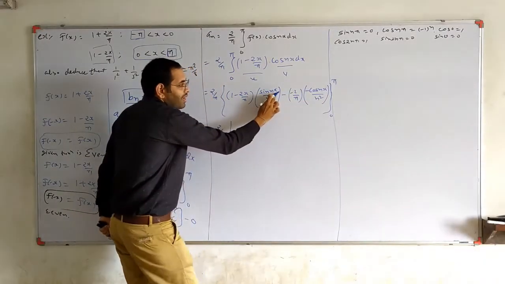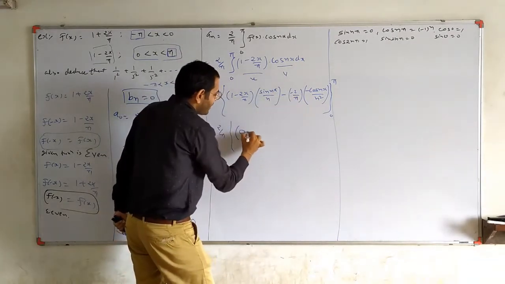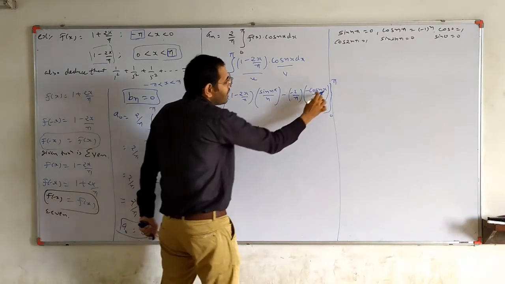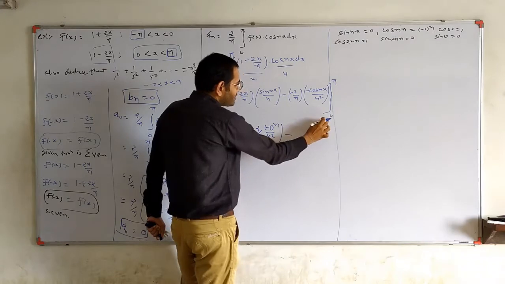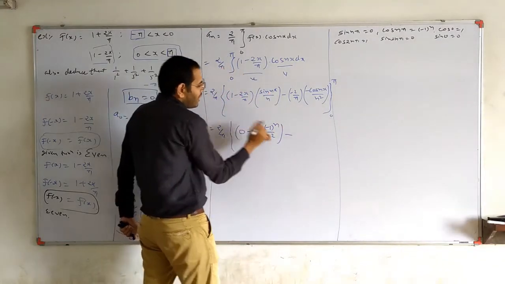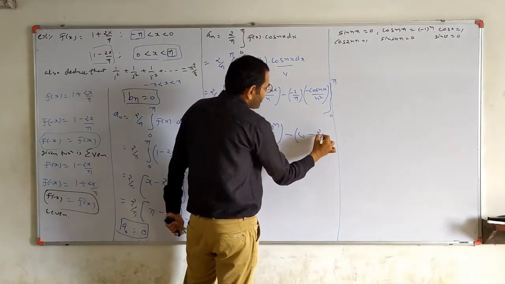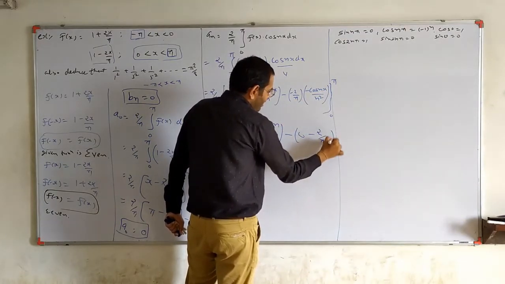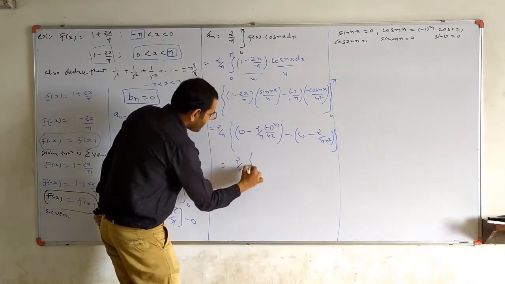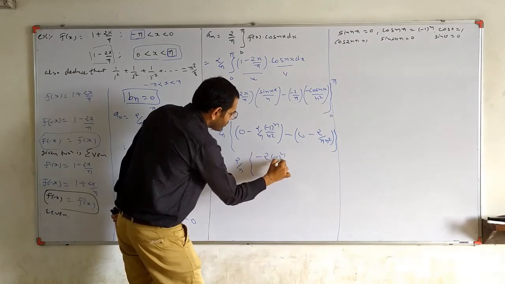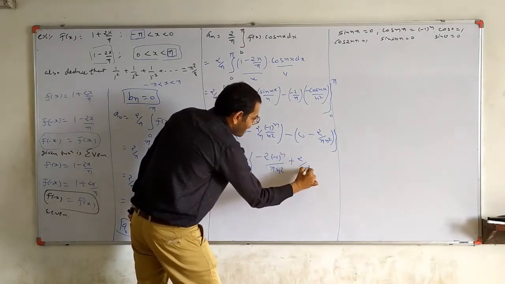Then sin nπ is 0, and 0 into anything is 0. Then 3 times minus, then minus 2 by pi cos nπ, that is minus 1 raised to n upon n square, minus lower limit 0, then sin 0 is 0, 0 into anything 0, then minus cos 0 is 1, then 2 by pi n square. Then here we get 2 by pi minus 2 minus 1 raised to n upon pi n square, plus 2 by pi n square.